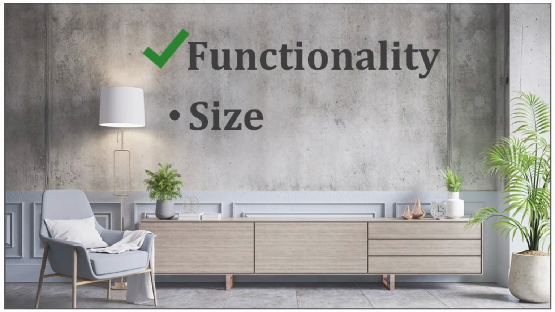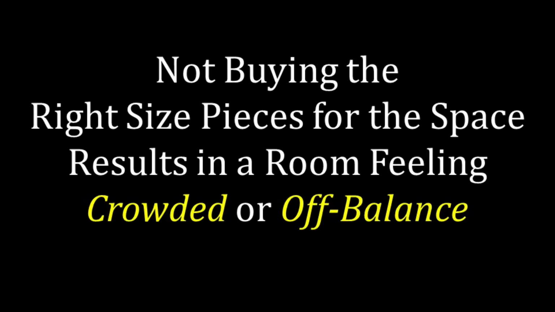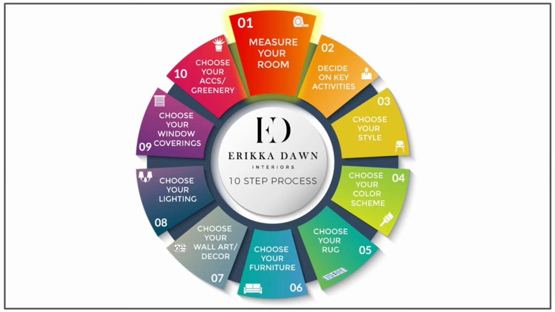So now that you have an idea of what you want to put in your room, and therefore what your floor layout should look like, now let's talk about the size of your pieces. Again, this is where I think most people get it wrong. They don't buy the right size of pieces for their space, and they end up with a room that looks too crowded or off balance. But now that you've measured your room, you're on your way to never, ever making this mistake again.